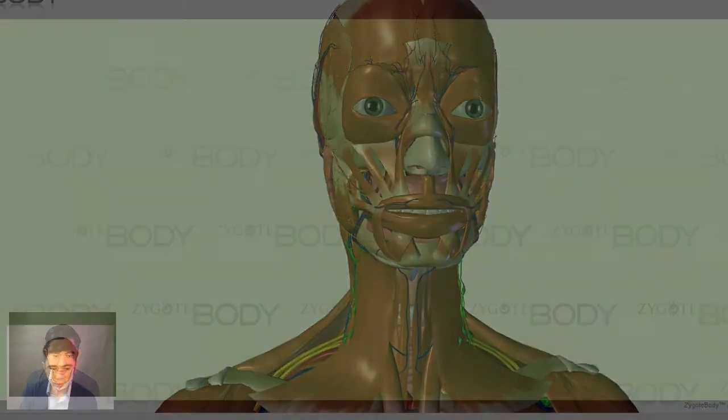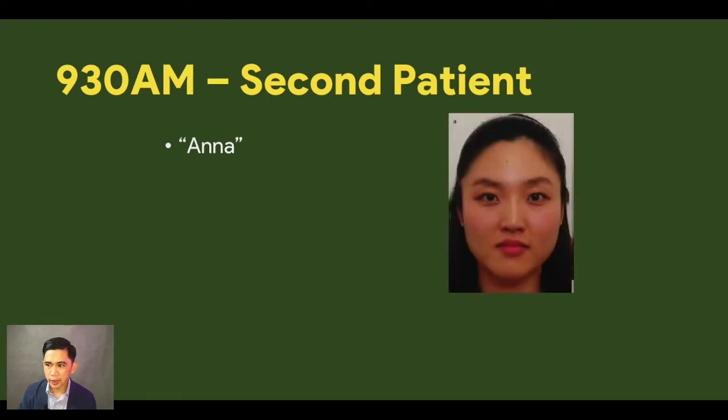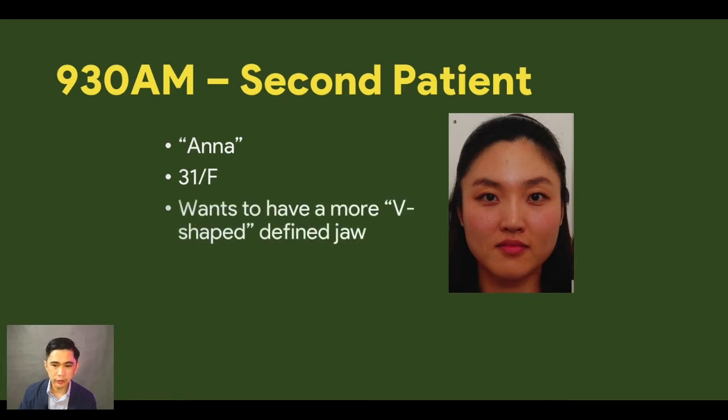No? Next slide. 9:30 in the morning, we have a second patient in the aesthetic center. We have Anna, a 31-year-old female who came to you because she wants a V-shaped defined jaw. A lot of people right now on social media want a V-shaped defined jaw.